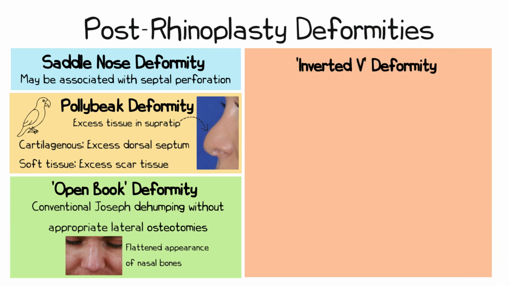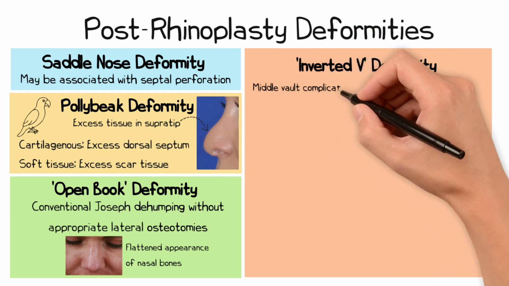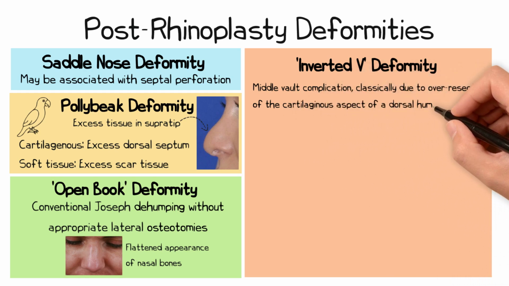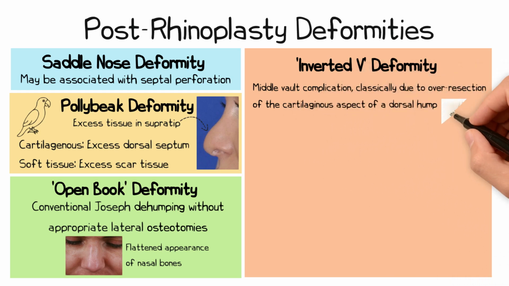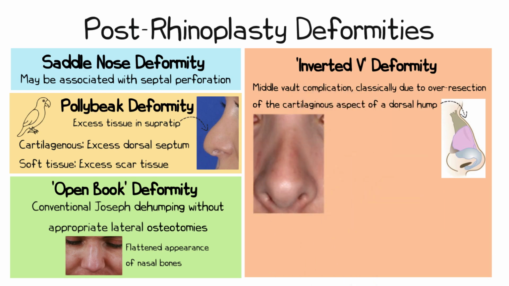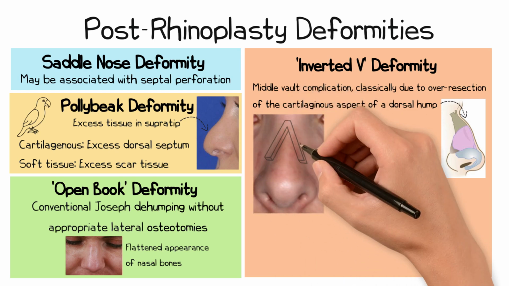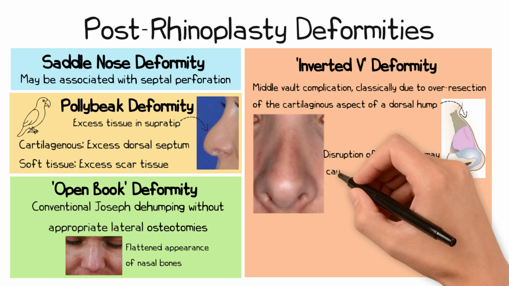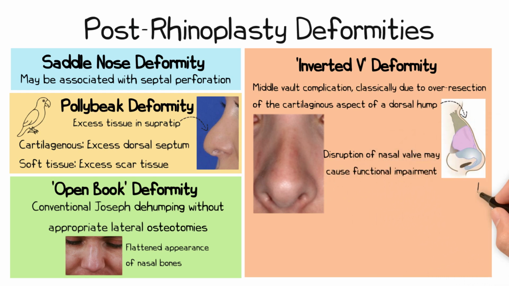An inverted V deformity is an unwanted complication of the middle vault. It classically arises from an over-resection of the cartilaginous portion of a dorsal hump. As its name suggests, the mid-third of the nose gives rise to the appearance of an upside-down V. The skin overlying the middle third is often thin, making irregularities hard to conceal. Aside from the undesirable aesthetics, there is often a functional component with disruption of the nasal valve.